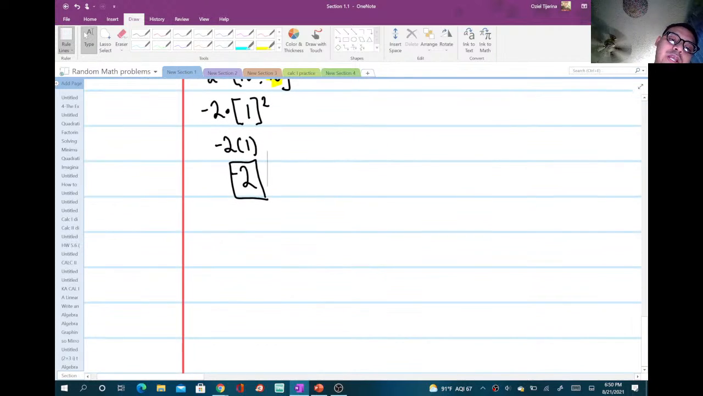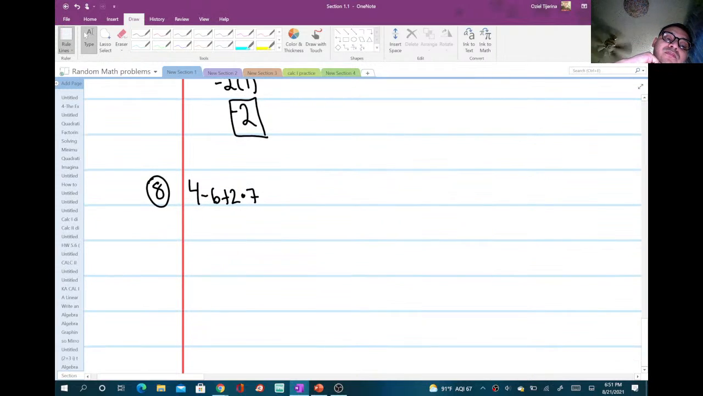Okay, number 8, we have 4 minus 6 plus 2 times 7. So you do it from left to right. Now you can go ahead and follow PEMDAS. Okay. So we don't have any parentheses, we don't have any exponents. Multiplication, we have 2 times 7. So it's going to be 14.